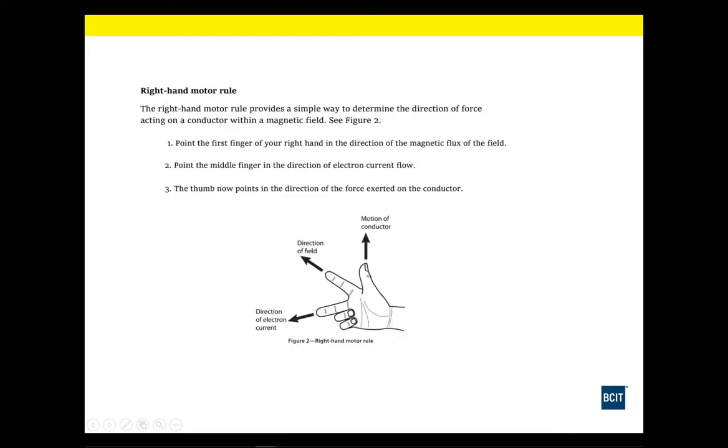The right-hand motor rule provides a simple way to determine the direction of force acting on a conductor. We use our first finger or index finger for the direction of the field, our middle finger for the direction of the electron flow, and our thumb is going to show us the direction of the conductor.